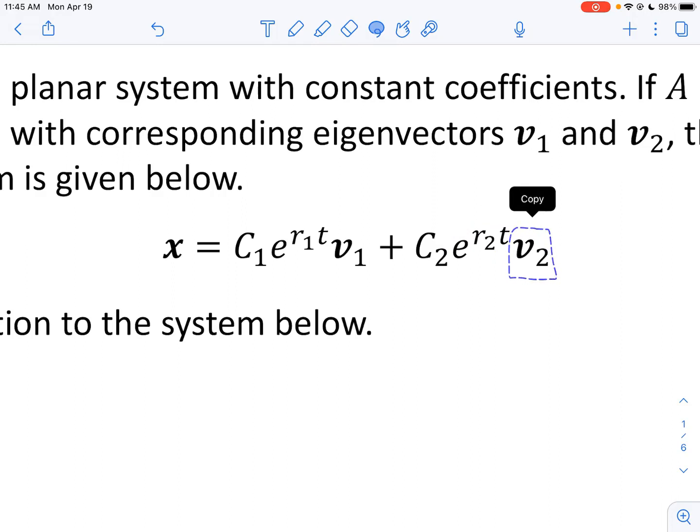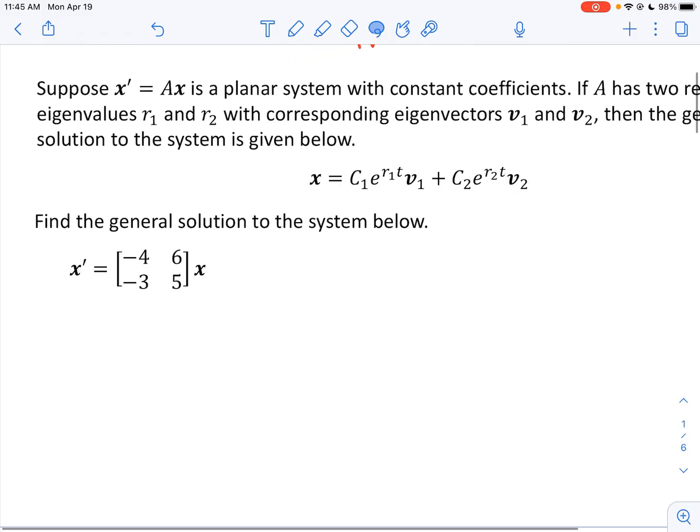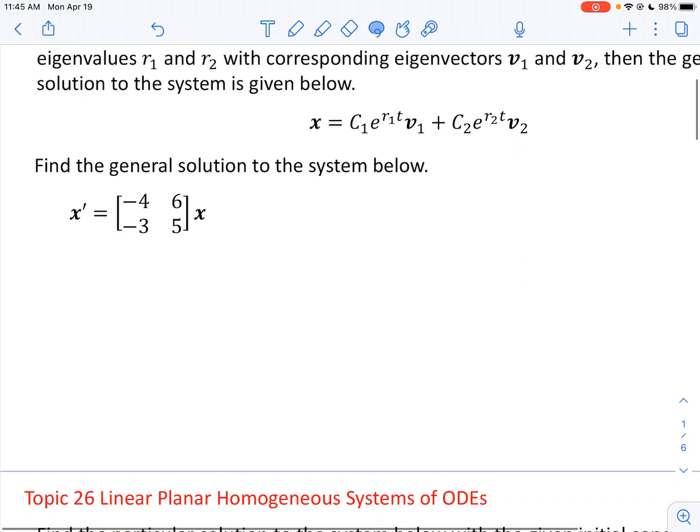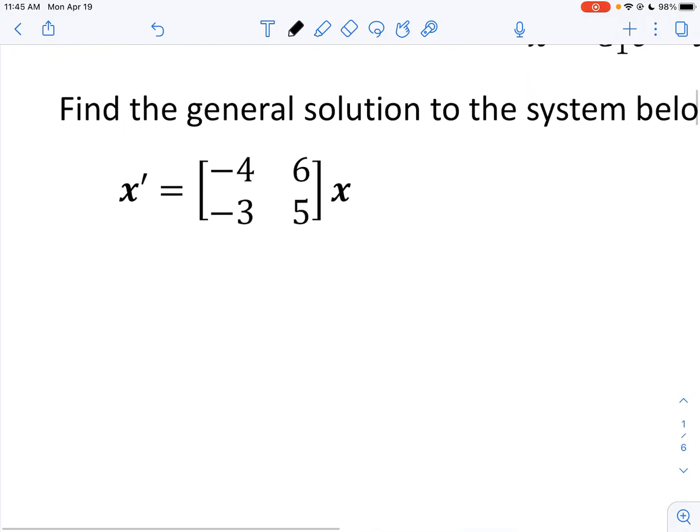And v1, v2 can be any from the infinitely many eigenvectors that correspond to any one eigenvalue. Okay, we're going to find the general solutions to the system below. Now, this is actually a matrix for which, in our last lecture, we found the eigenvalues and corresponding eigenvectors, but I'm going to go ahead and do it from scratch again. So we'll begin by finding the eigenvalues.